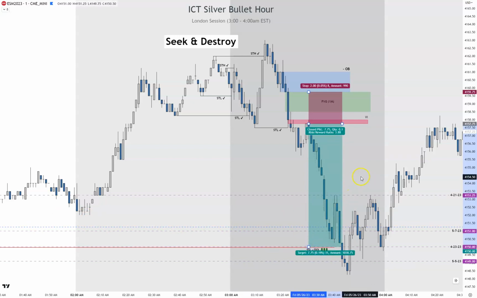That's what we get. Okay, so if you didn't take this entry, this is the entry that a lot of people would have taken because they're looking for fair value gaps or volume imbalances to take a trade. For me, I would want to have more confirmation than this, but I wanted to show you that that's an option.